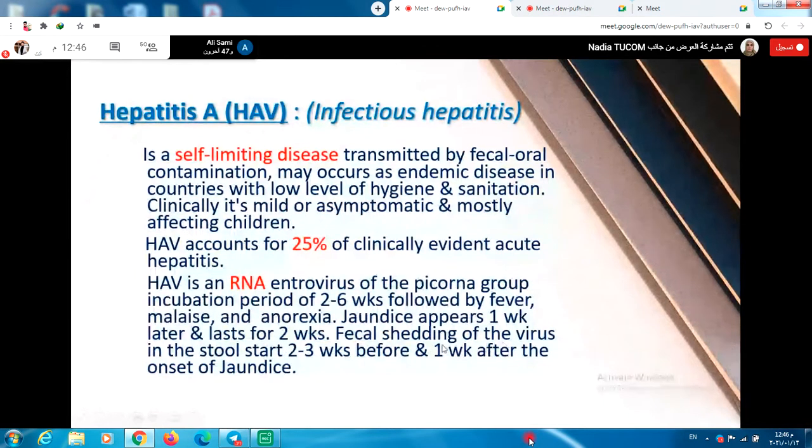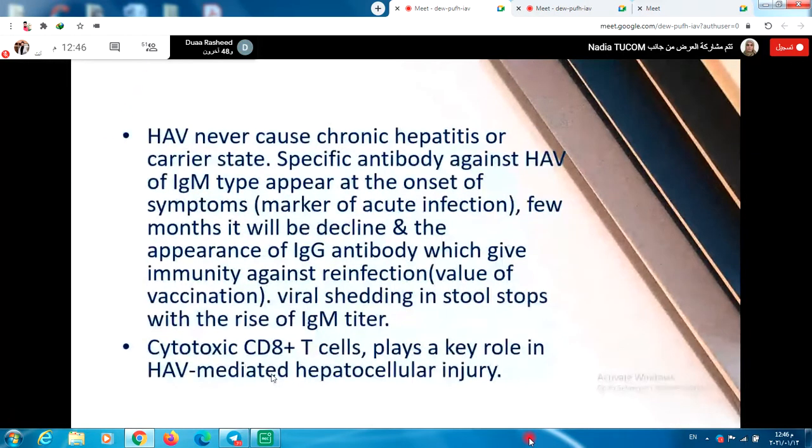Fecal shedding of the virus in the stool starts 2 to 3 weeks before and 1 week after the onset of jaundice. So it is acute, and lifelong immunity will be conferred. Hepatitis A virus never causes chronic hepatitis or carrier state.